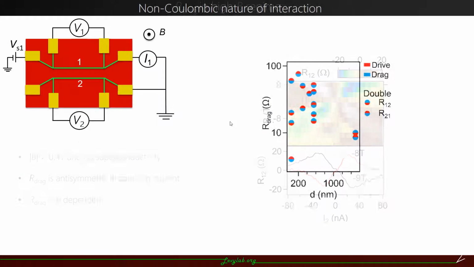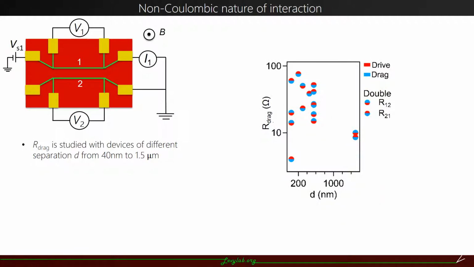To understand the coupling between the two nanowires, we extract drag resistance as a function of separation between the two nanowires from different devices. Separation ranges from 40 nanometers to 1.5 micrometers.